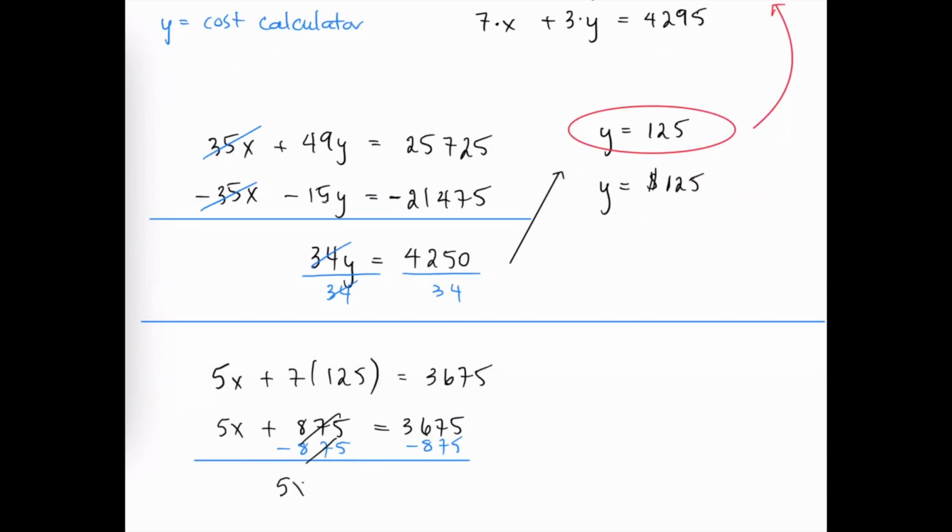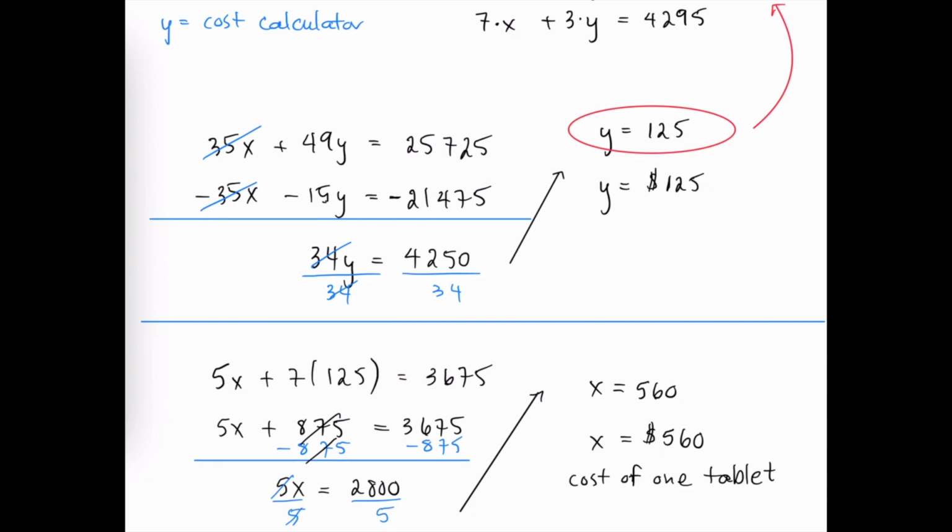So we now have 5x is equal to 2800 over here on the right, and when we divide both sides by 5, we get that x is equal to 560, which means that 560 is the cost of one tablet, and again 125 was the cost of one calculator.